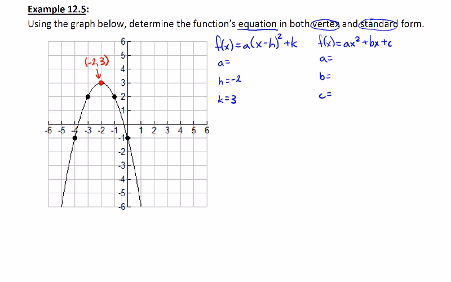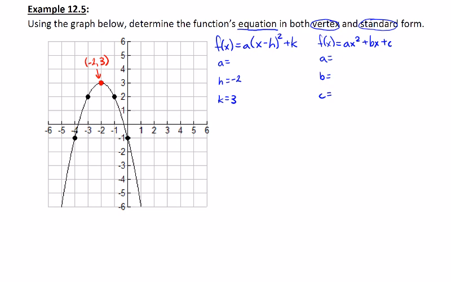So if I think back to example 12.3, 12.4, and even 12.2, where we were graphing based off of the equation, we were able to do 2 things with a. A allowed us to determine if the graph opened up or down, and it also allowed us to determine if there was a stretch or a shrink. So looking at this picture, I need to determine, is there a stretch or a shrink, and what is the direction that it opens? And that should give me a clue as to what a should be.